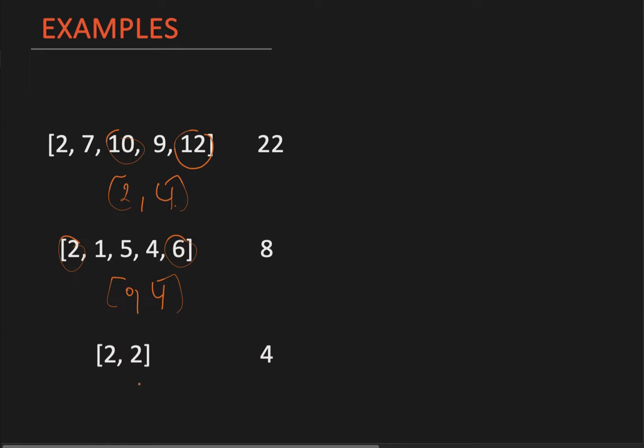For our last example, we have 2 and 2 and the target is 4. So the solution is obviously 0 and 1. 0 and 0, if you use the same element twice, will also be equal to 4, but that would be a mistake because in the definition of the problem, we can't use the same element twice. So this is wrong and we need to pay attention to that.